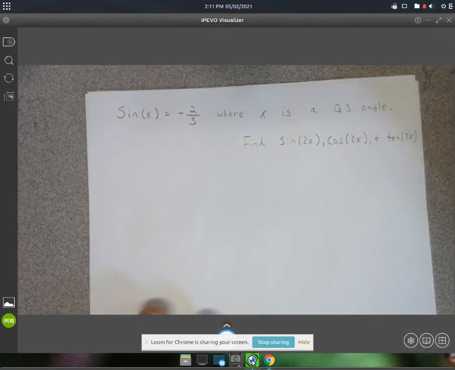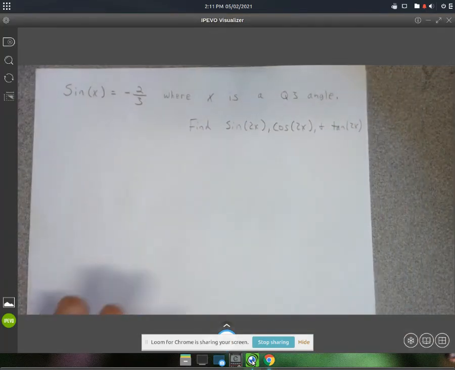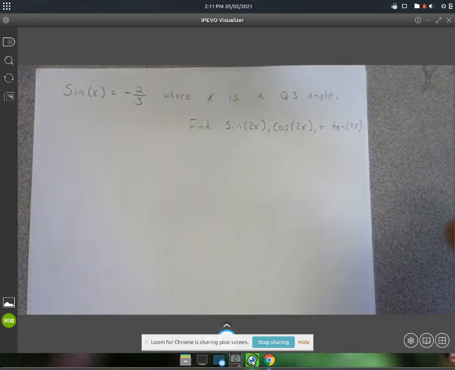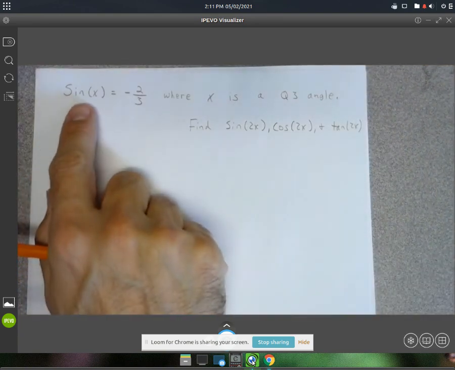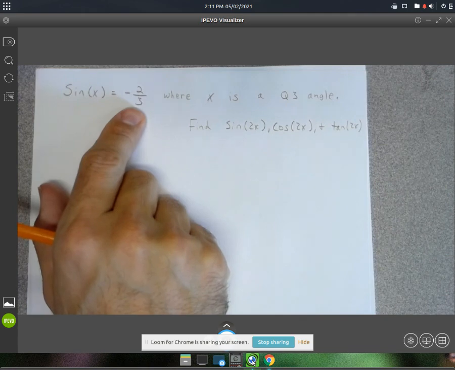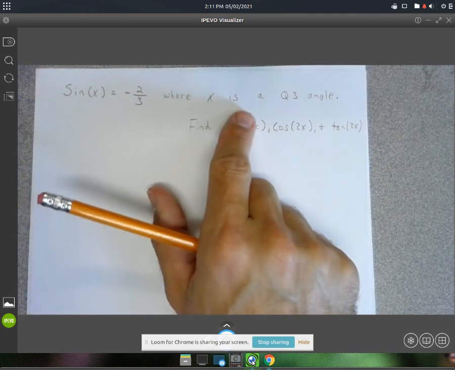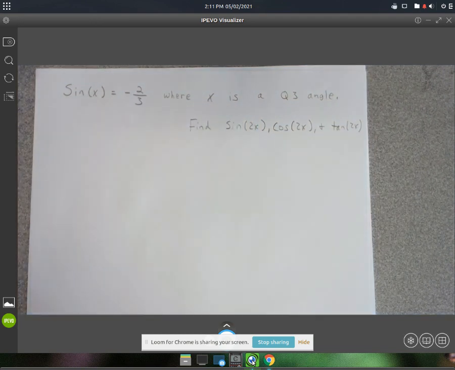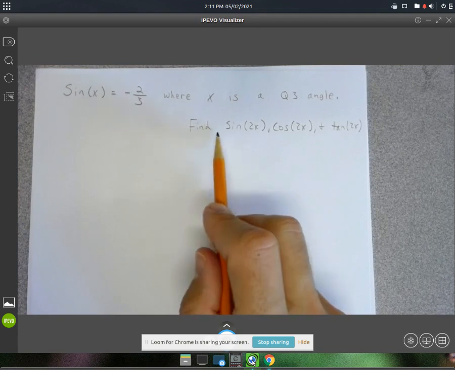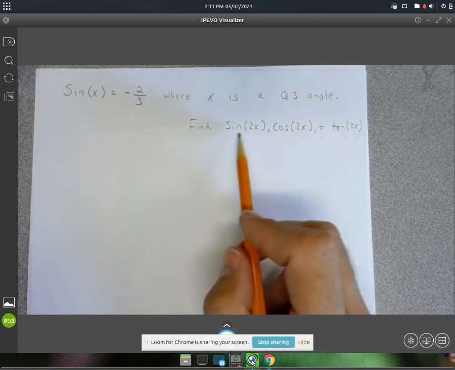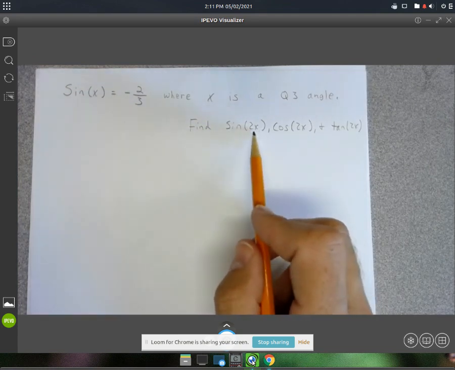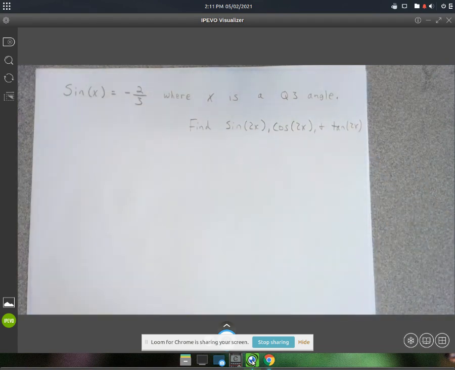All right, so this is going to be more of a traditional problem for the double angle formulas. The problem says sine of x is equal to negative 2/3, and x is a quadrant 3 angle. So we know that we're dealing with something in quadrant 3. The question wants us to find sine of twice that angle, cosine of twice that angle, and tangent of twice the angle.